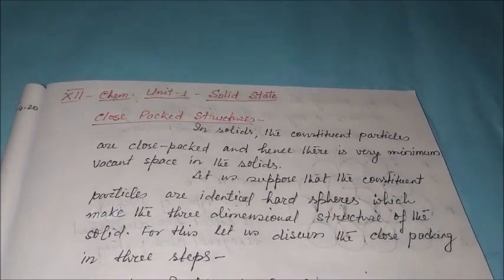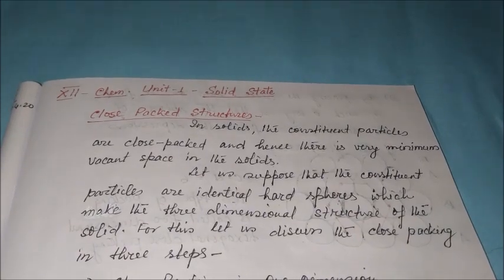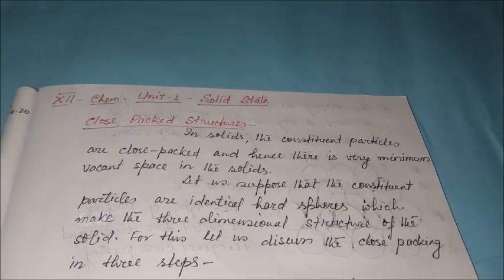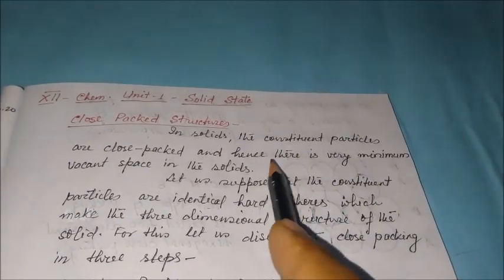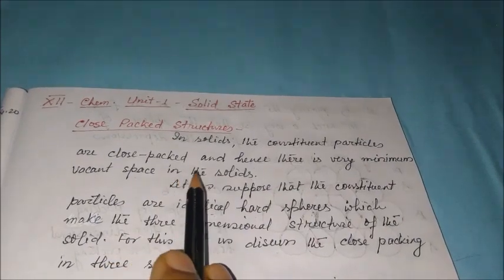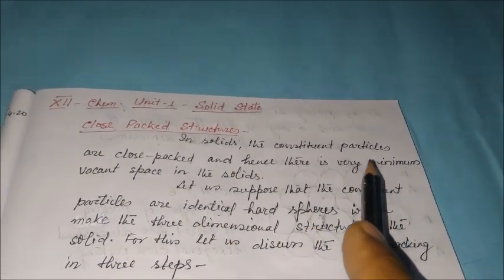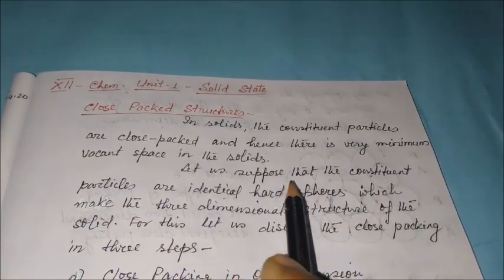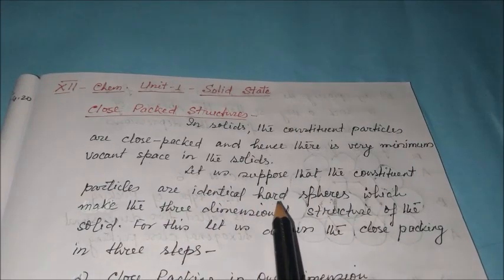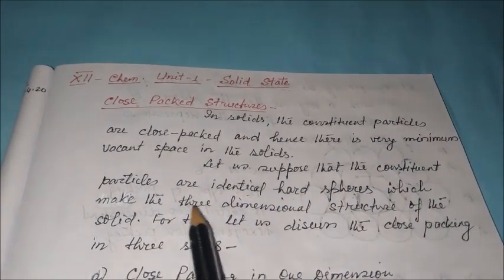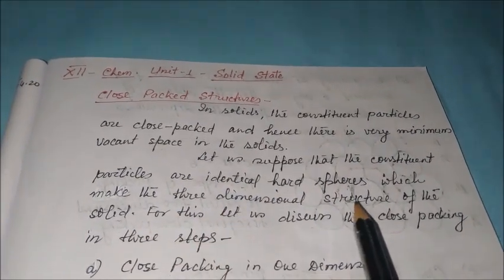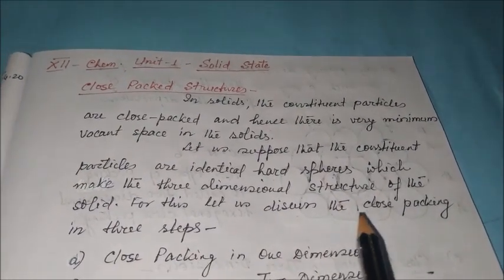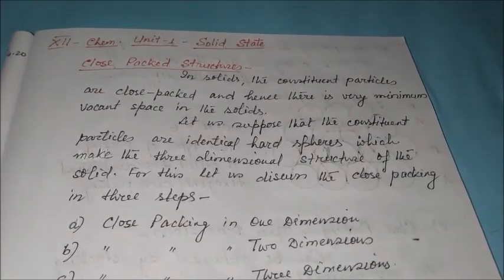And today's topic is close packed structures. This topic is from the chapter Solid State. We know that in solids the constituent particles are close packed and hence there is very minimum vacant space in the solids. Now let us suppose that the constituent particles are identical hard spheres which build the three-dimensional structure of the solid. And for this, let us discuss the close packing in three steps.